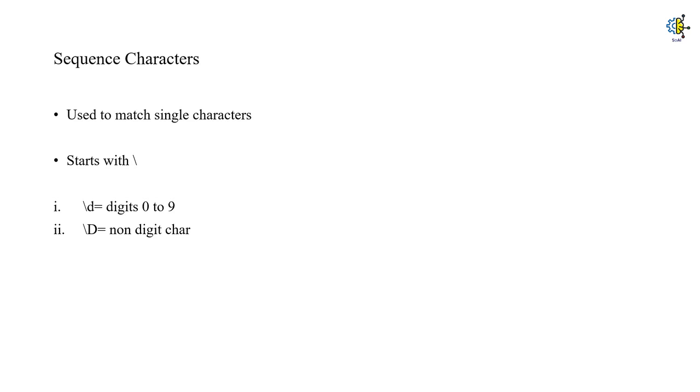Backslash capital D stands for a non-digit character. Backslash s stands for a white space character. Backslash capital S stands for a non-white space character. And backslash small w stands for alphanumeric characters.